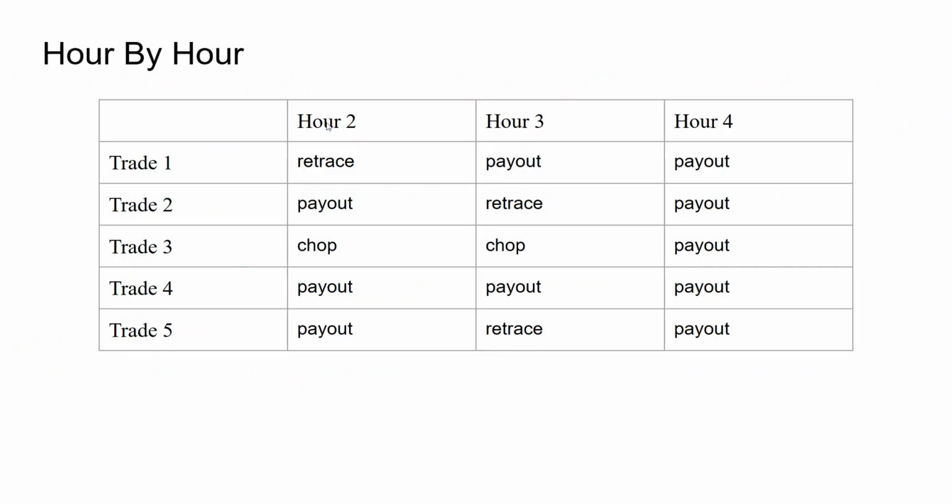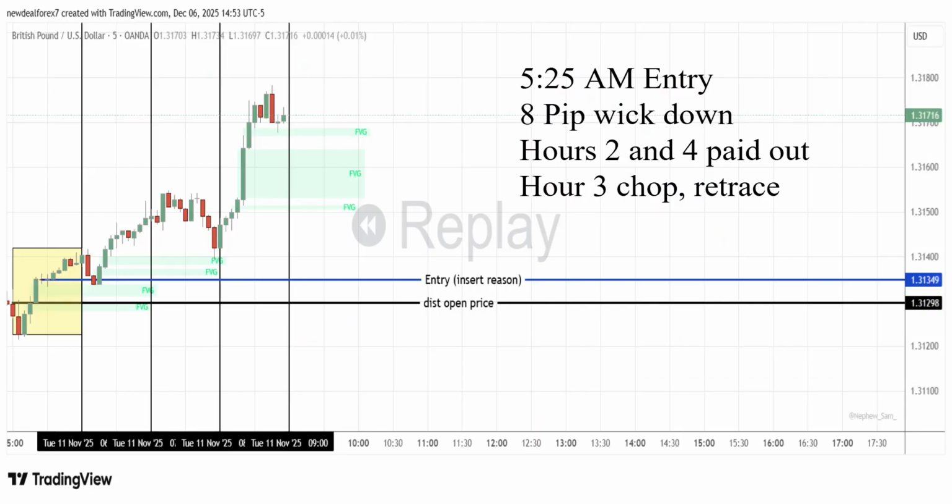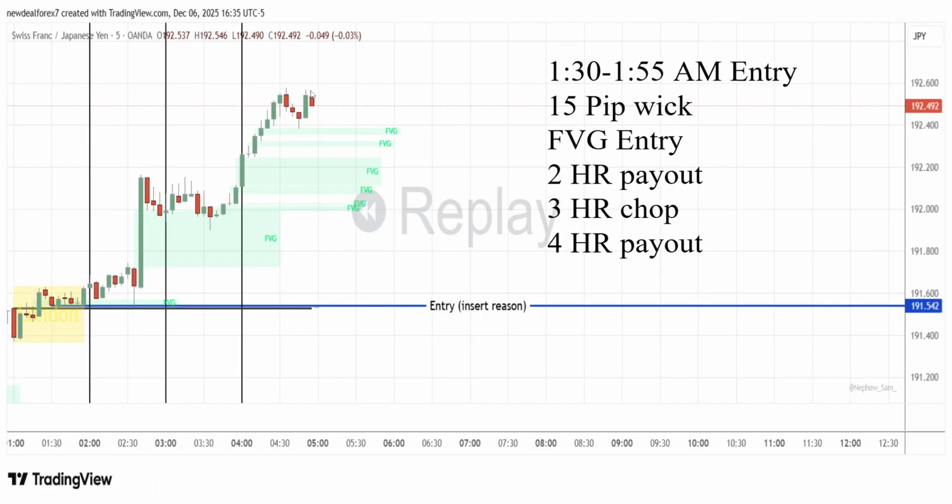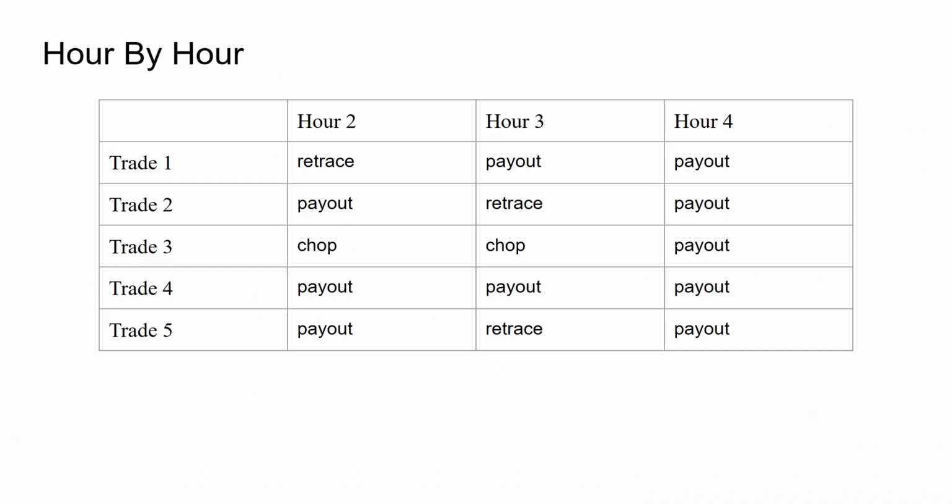So if I go back to the chart, trade 1, hour 2 had a retrace. Okay, but at the same time, hour 3 and 4 paid out. Okay, so here goes trade 2, where we have hour 2 pay out, hour 3, bit of a retrace, and then hour 4, strong payout. So that's what I noted here. Payout, retrace, payout.